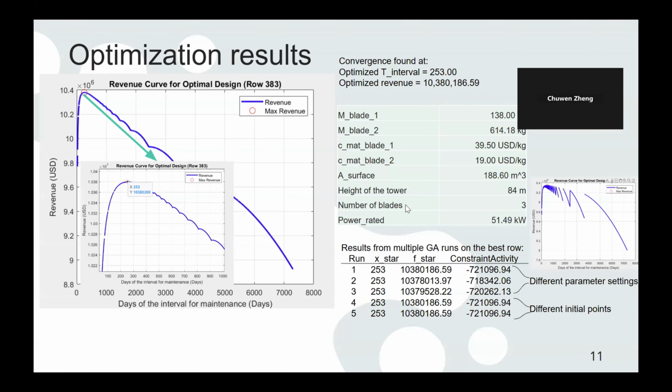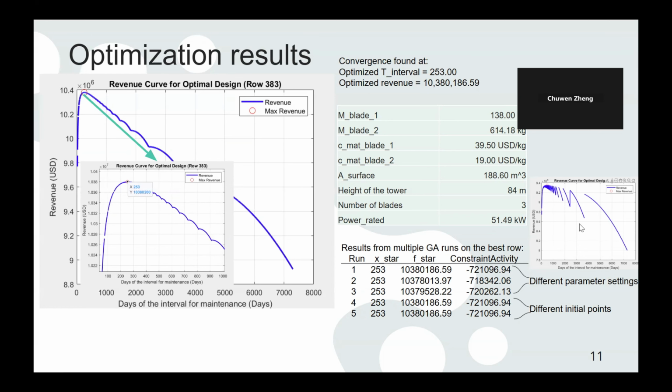This is Chuan. Here we present our optimization result. From the table, you can see the first three rows represent different parameter settings by changing the average labor salary and the cost of the steel, whereas the last two rows represent different initial points under the same parameter setting as row 1. Despite those variations, each run yields an optimal maintenance interval of 253 days, and this consistency indicates a robust optimum and a single dominant maximum in the cost revenue model, even though the absolute revenue and the constraint activity naturally vary with different parameter values.